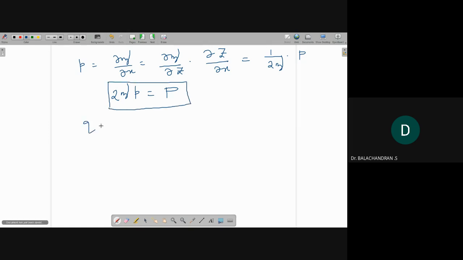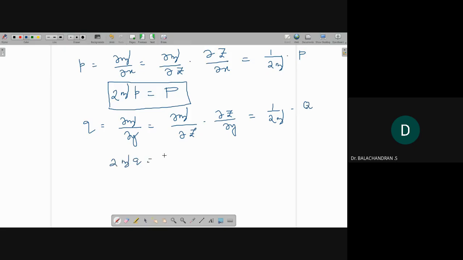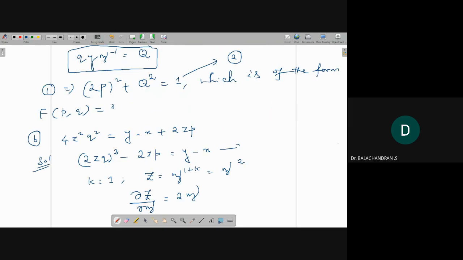Similarly, q is dou z by dou y, so dou small z by dou capital Z into dou capital Z by dou small y. So this is 1 by 2z into capital Q. So here 2zq is equal to capital Q. Now substitute these values in equation number 1.